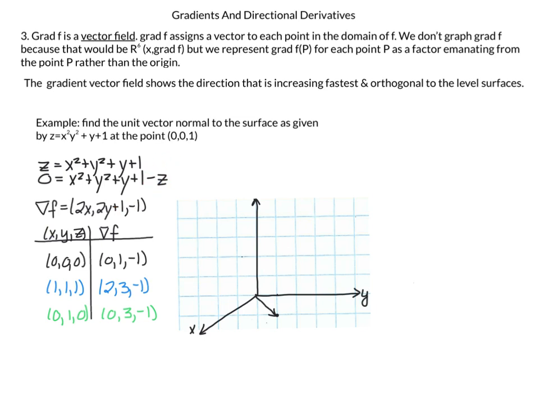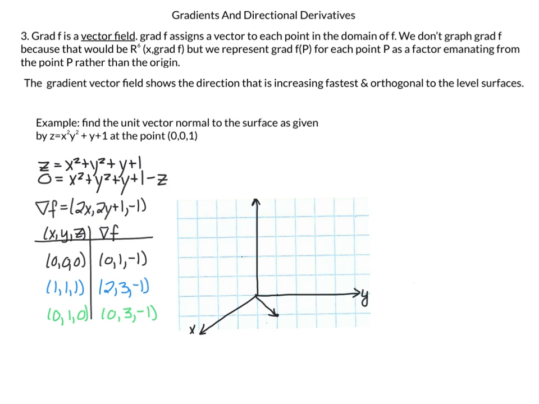So now I can plot x, y, z versus gradient of f. If I'm at the point 0, 0, 0, my gradient of f is going to be 0, 1, negative 1. If I'm at the point 1, 1, 1, my gradient is going to be 1, 3, negative 1. I'm sorry, 2, 3, negative 1. And if I'm at the point 0, 1, 0, I'm going to have 0, 3, minus 1.